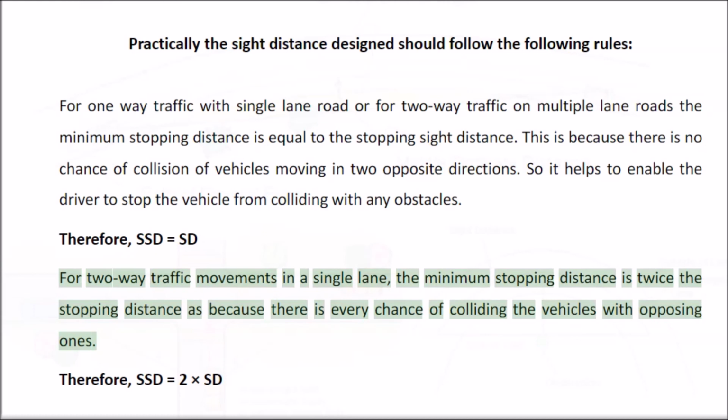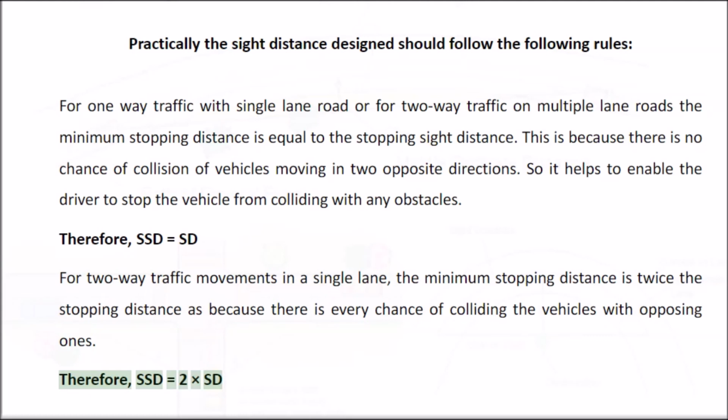For two-way traffic movements in a single lane, the minimum stopping distance is twice the stopping distance, because there is every chance of the vehicles colliding with opposing ones. Therefore, SSD equals 2 times SD.